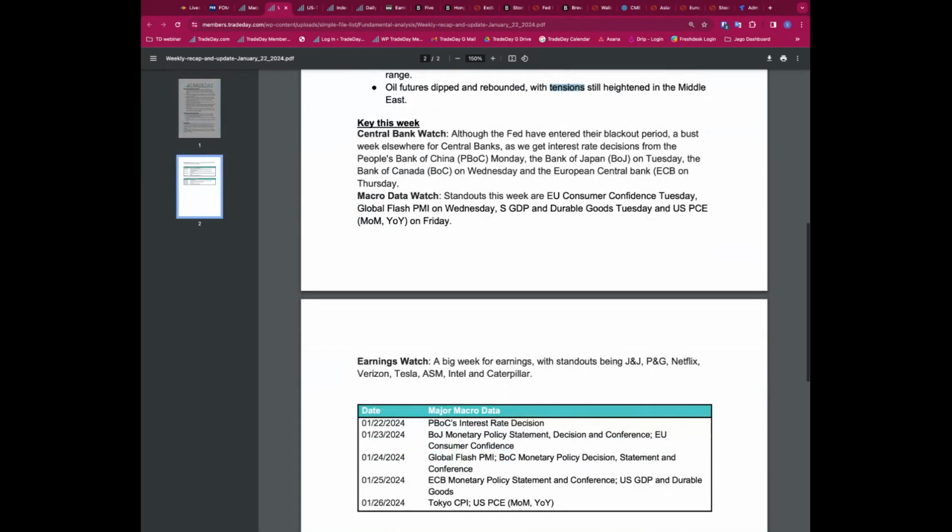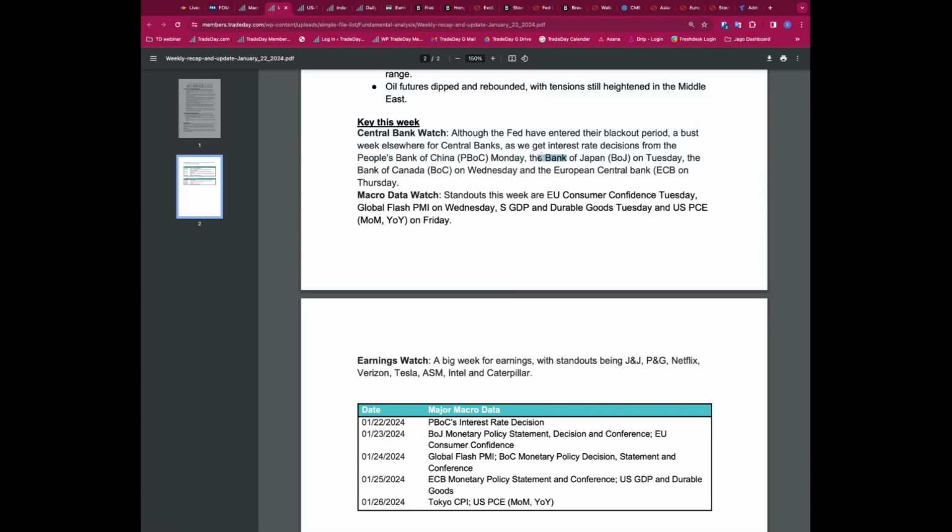What have we got coming up this week? As we said, the Fed have entered their blackout period on the central bank side, but we do get interest rate decisions this week. We get the PBOC, which we've had overnight. Nothing major to report there, although there has been some protection of the Chinese yuan overnight this morning, as we're seeing the Chinese stock market crash lower again today.